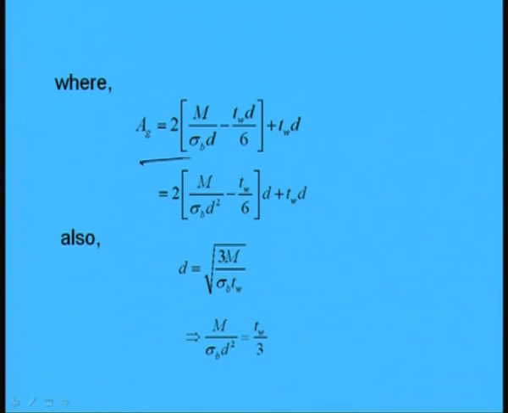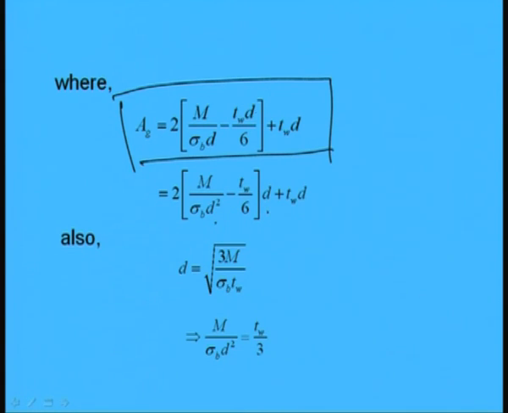Now, Ag we know, the gross area of the section, is 2 into M by sigma B into (D minus TW D by 6) plus TW into D, which we got from earlier equations, if you remember, right. So, if we further simplify, this will become 2 into M by sigma B D square minus TW by 6 into D.